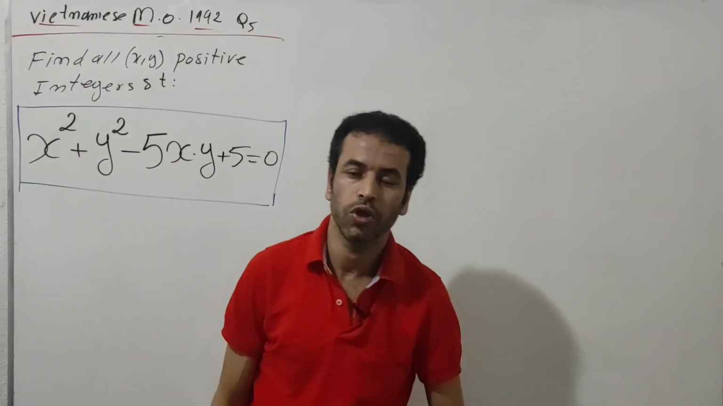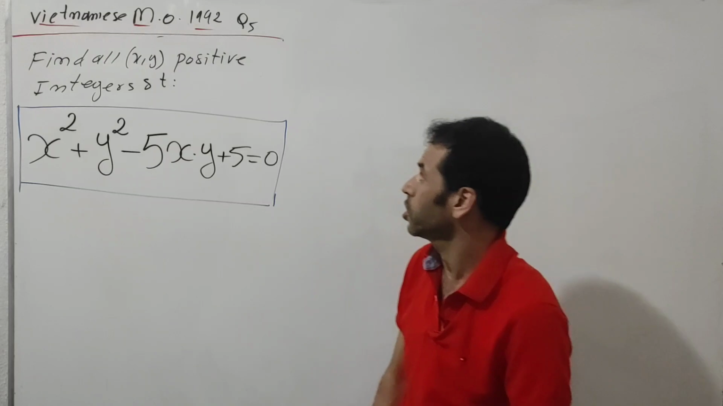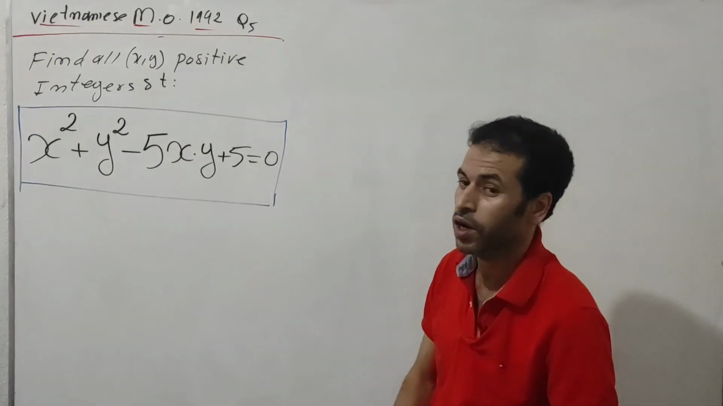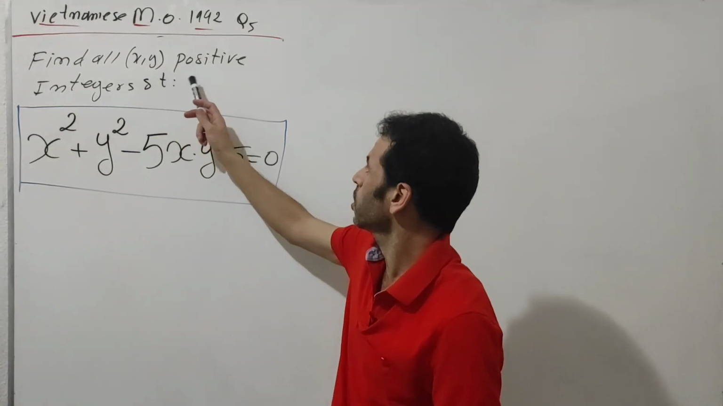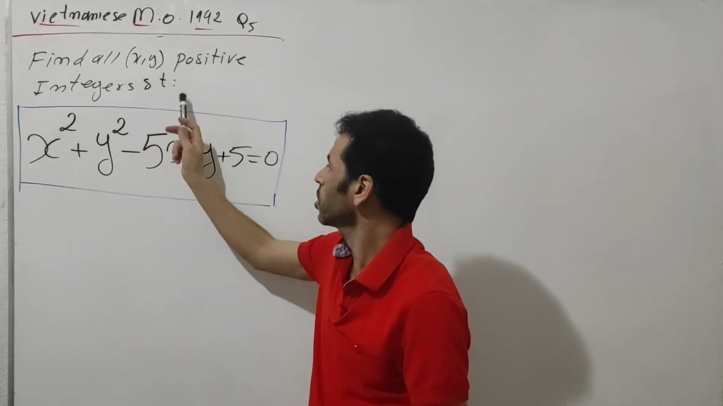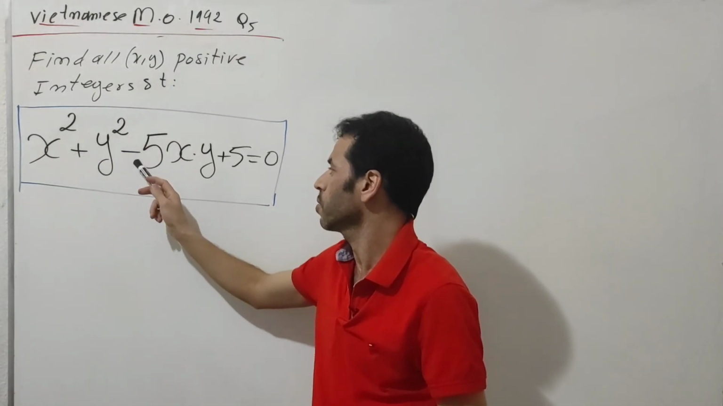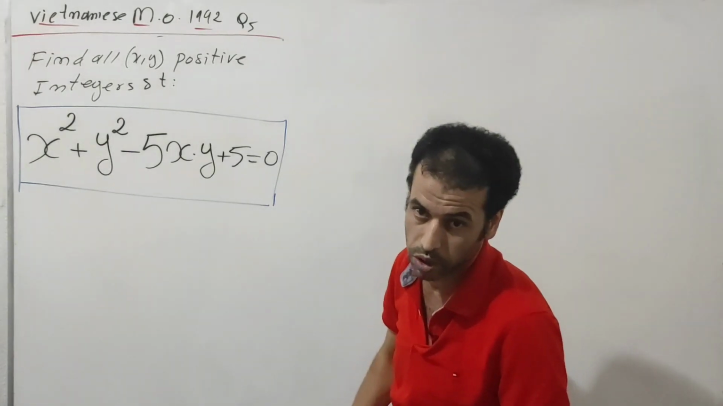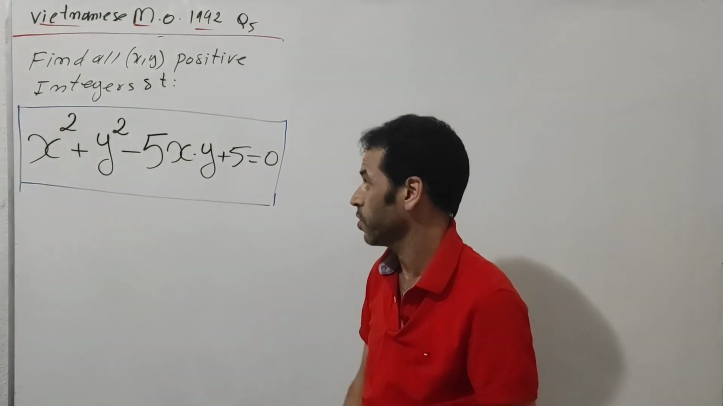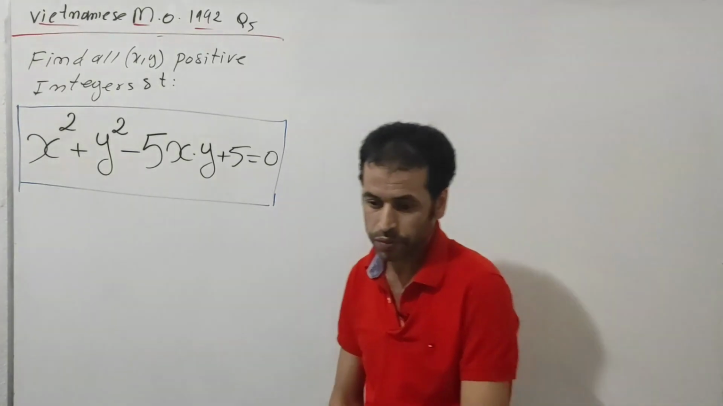Today's video I would like to introduce you a very nice problem of Vietnamese Mathematical Olympiad edition 1992, question number 5. Here is the following information. Find all x and y as positive integers such that we have the following equation: x squared plus y squared minus 5 times x, y plus 5 equals 0. In fact it's a challenging problem, but we are going through all the details.